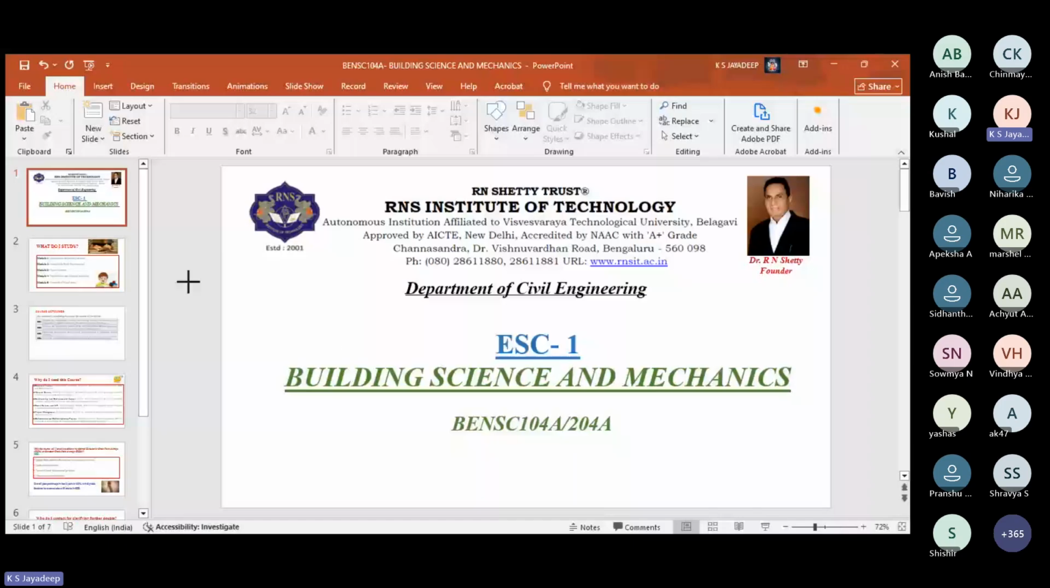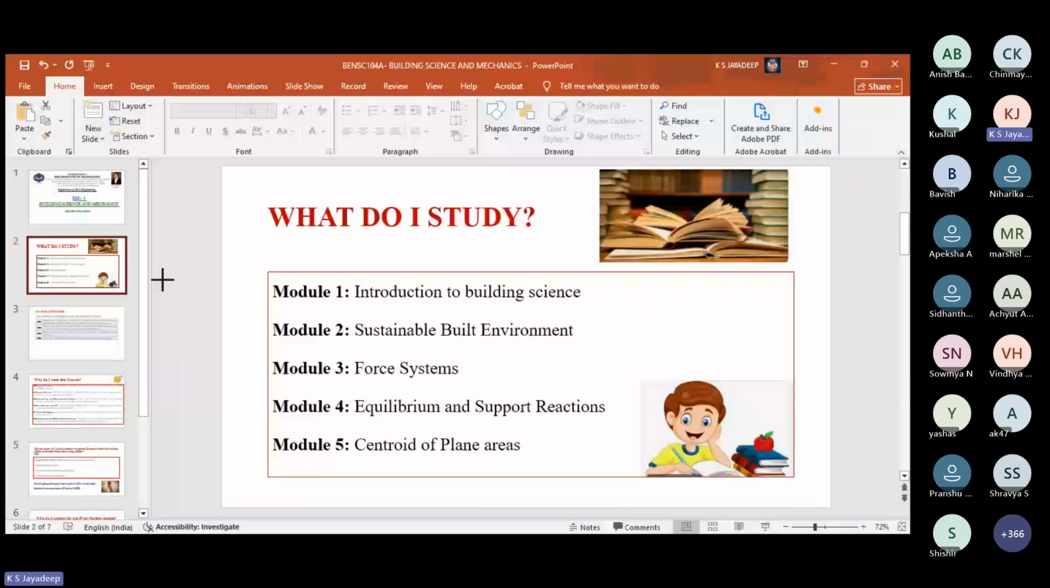So yeah, the first question will be: what will you be studying? Now let us see what you'll be studying in this course. This course is divided into 5 modules, where you'll be learning about different topics of civil engineering and its science and how construction goes on.